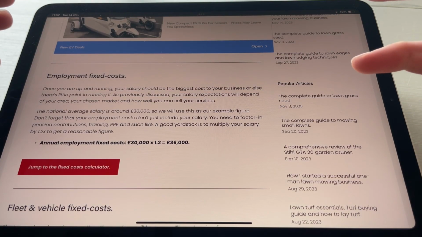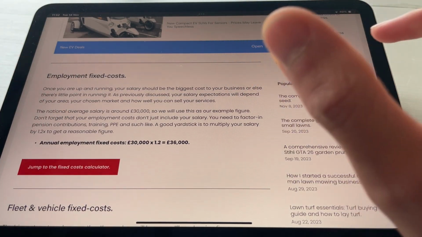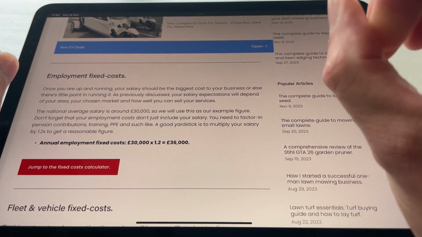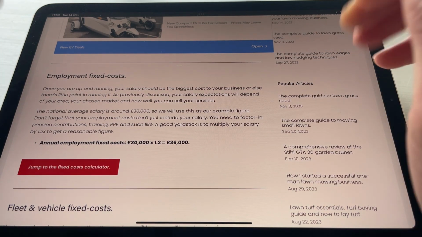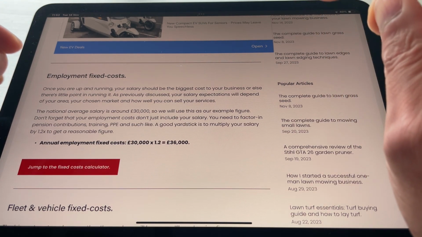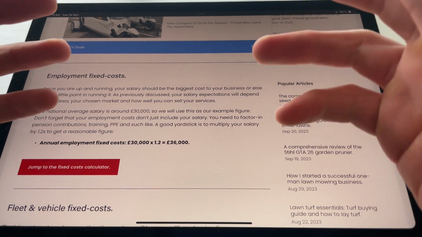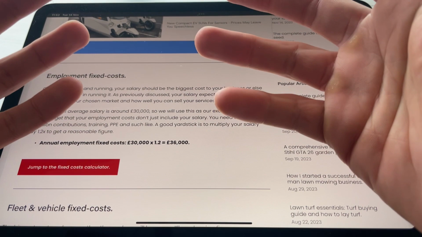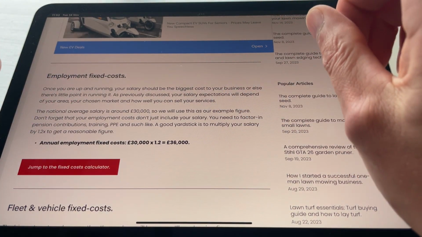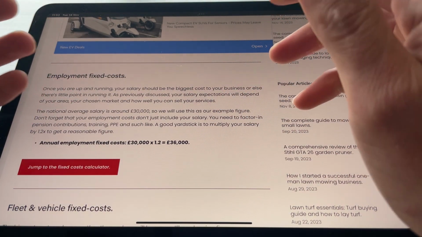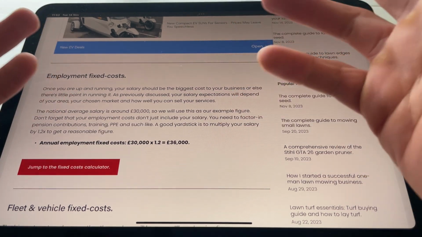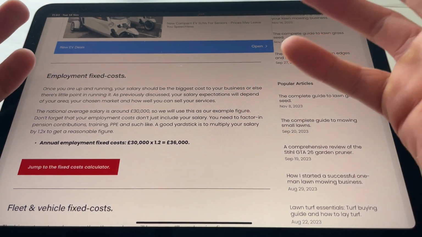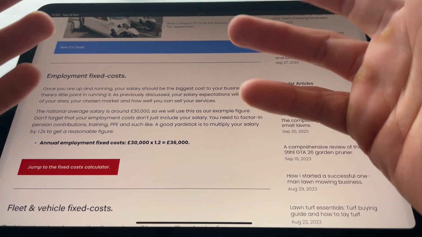When it comes to your salary, it's one of the biggest costs your business is going to face. But what you can't do is just say, okay, I want to earn £20,000, £30,000 and divide that up by how many days you want to work, because there are additional costs. Because you're self-employed or running your own small limited company, you're going to want to put money aside into your pension, for example, and then there are all the various other costs associated with being in business. It could be your uniform costs, your workwear, your PPE, all that other kind of stuff.